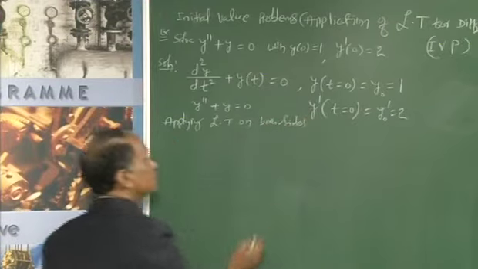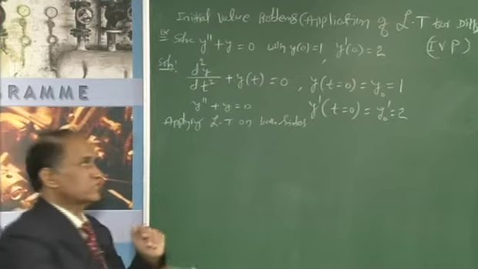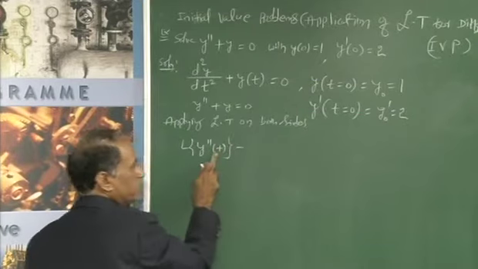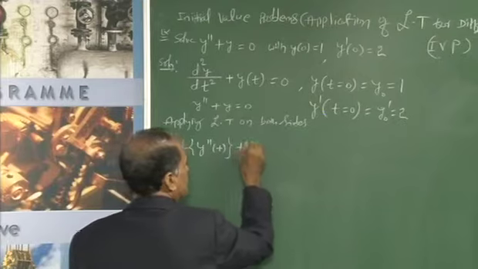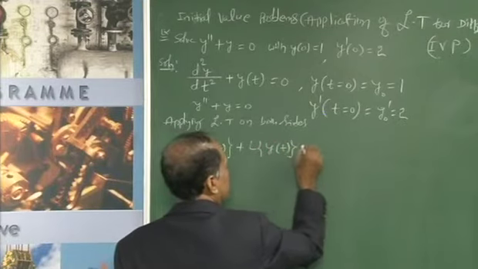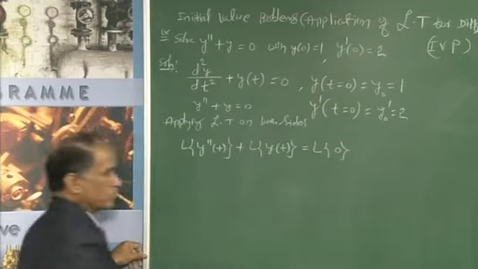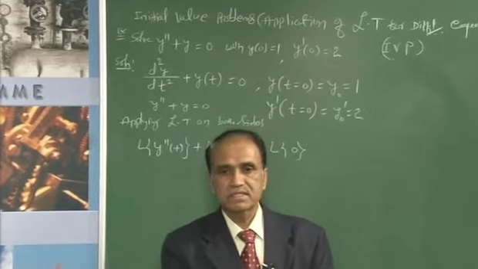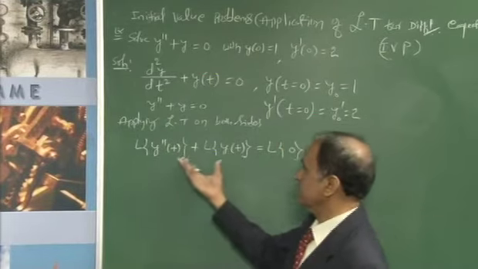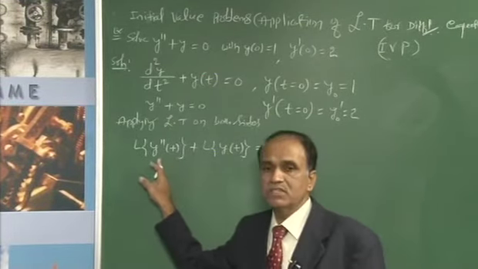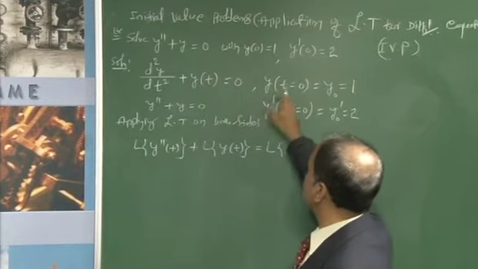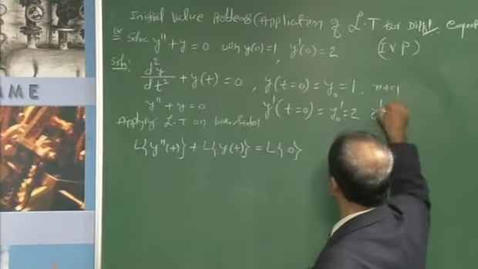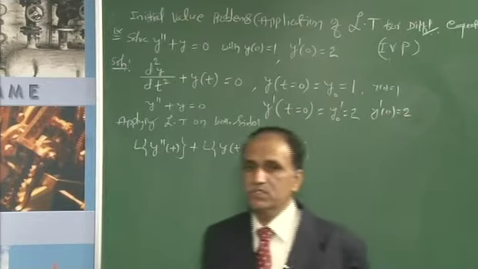Laplace transform on both sides means to every term you have to apply Laplace transform. The first term is L of y double dash of t, plus L of y of t, is equal to L of 0. Then you have to write the transforms of derivatives we have discussed earlier, and substitute the corresponding expression for the second order derivative, making use of the initial conditions, that is y of 0 is equal to 1 and y dash of 0 is equal to 2.